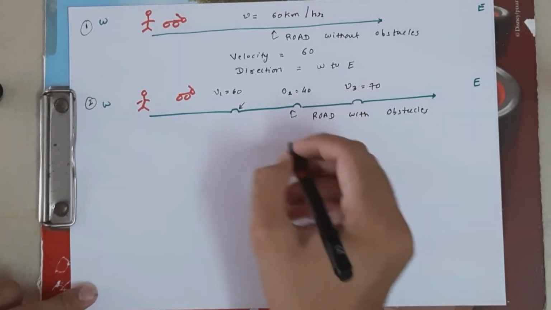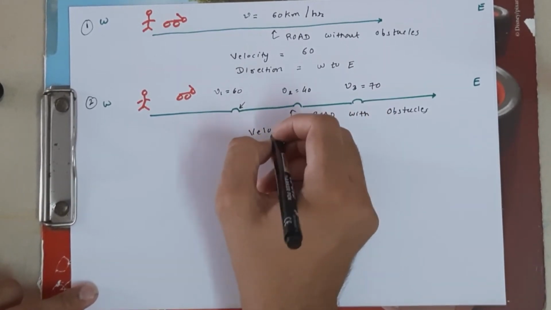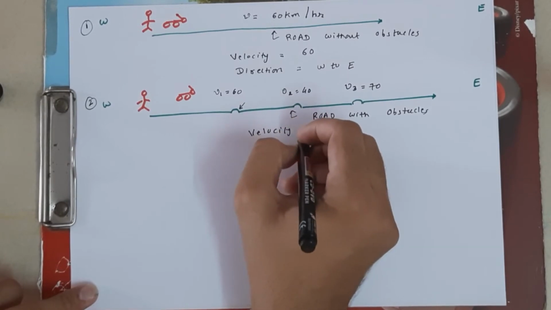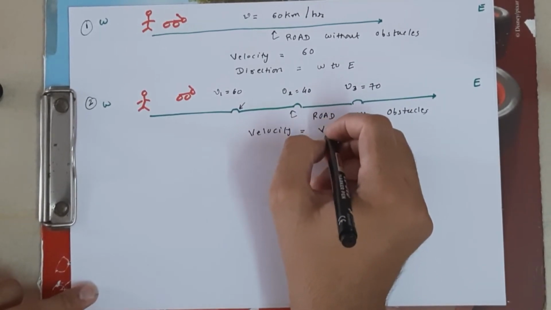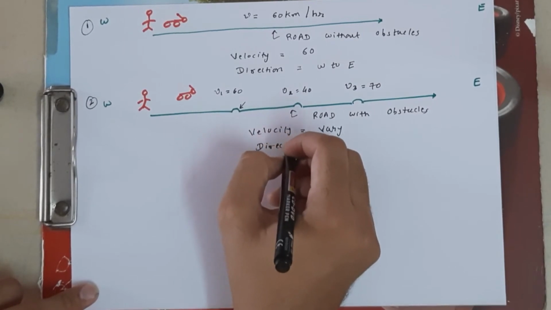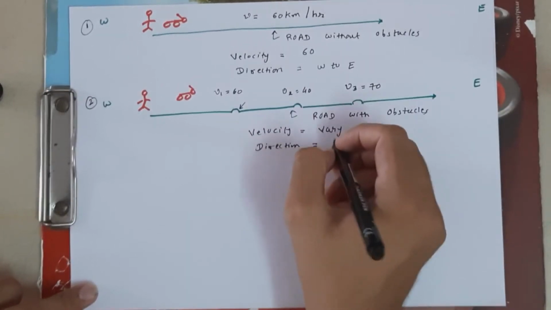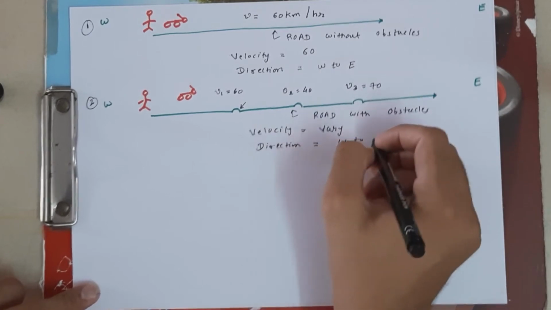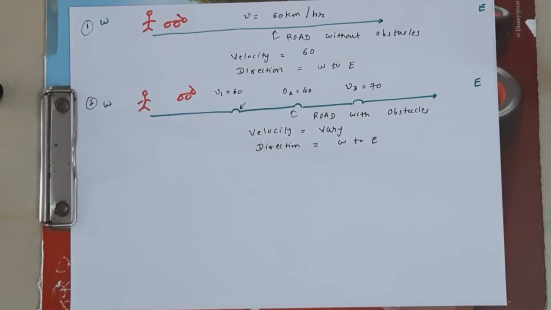Road is with obstacles. So in this case velocity varies, but what about the direction? In this case the direction is fixed, which is west to east direction.